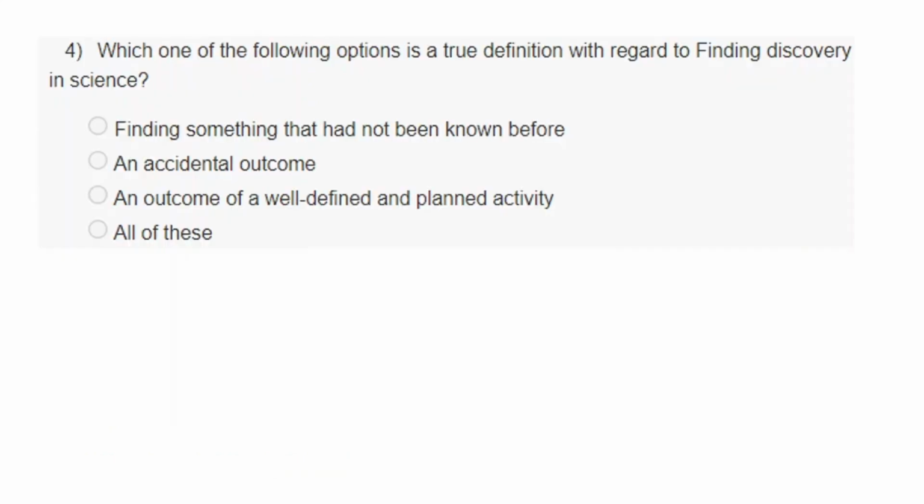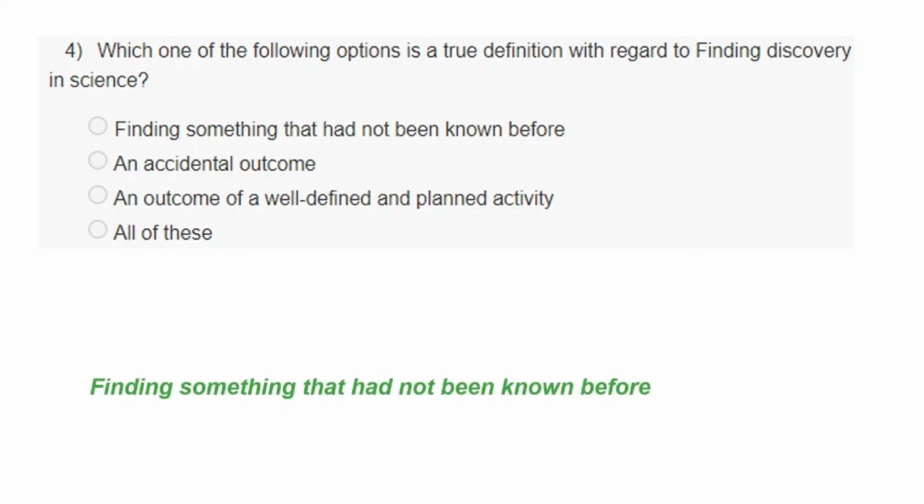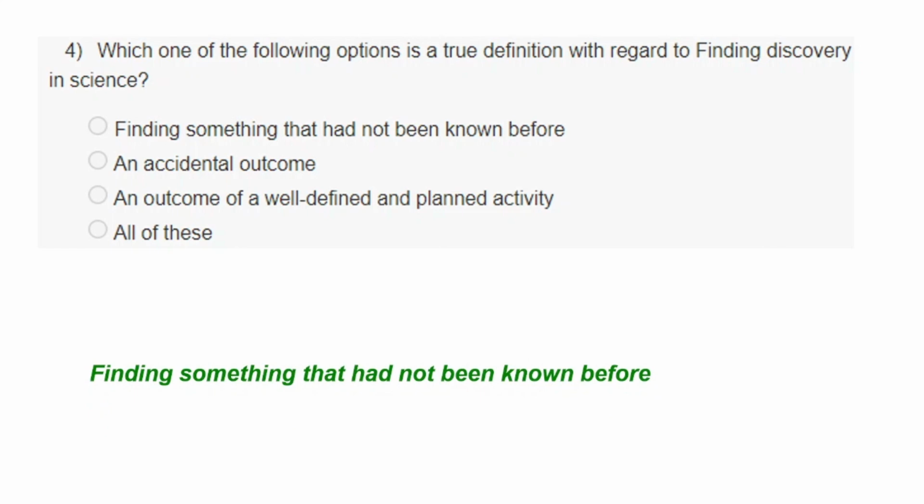Moving on to the next question. Which one of the following options is a true definition with regard to finding discovery in science? So anybody? First option, ma'am. Yeah, even I think it's the first option, finding something that had not been known before. Accidental outcomes can also be true, because I think the penicillin thing by Alexander Fleming, I'm not sure, that was an accidental discovery.